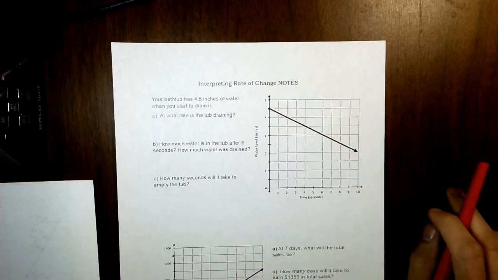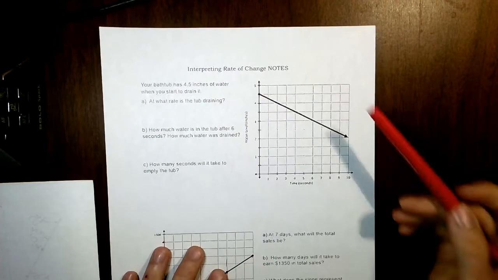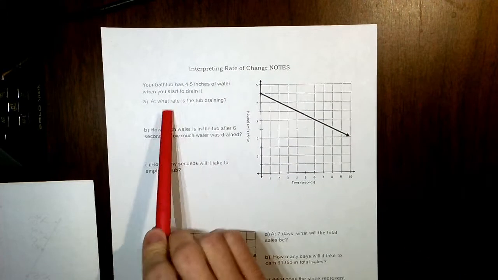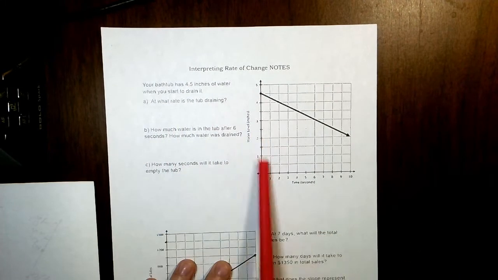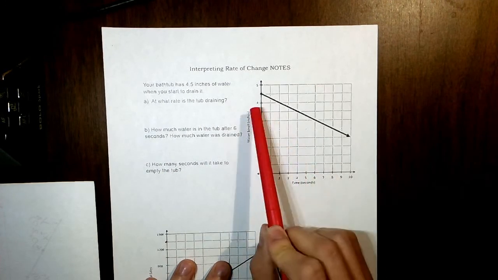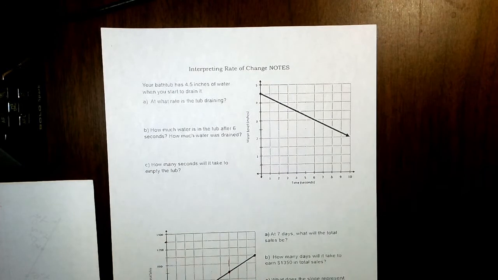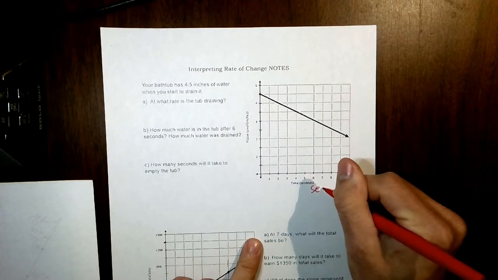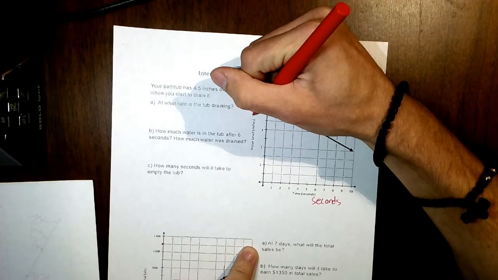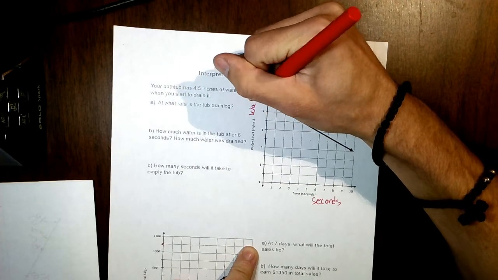Your bathtub has 4.5 inches of water when you start to drain it, okay? Notice, is this a positive slope or a negative slope? Negative slope, right? And that makes sense because we're draining water. So as seconds go up, as more time passes, the water level goes down. So you would expect a negative slope. I like to just write this so I know what I'm dealing with. So let's put water level here.